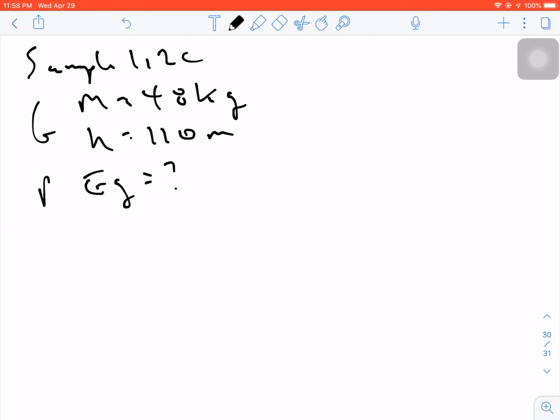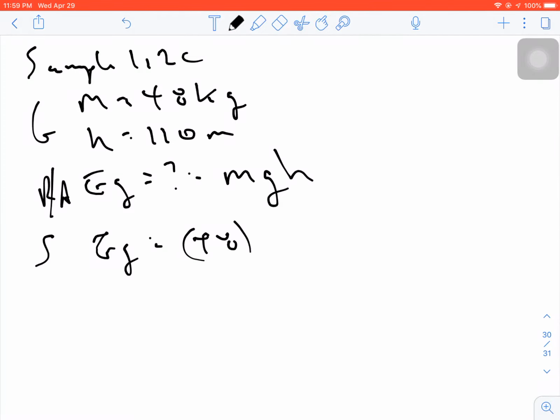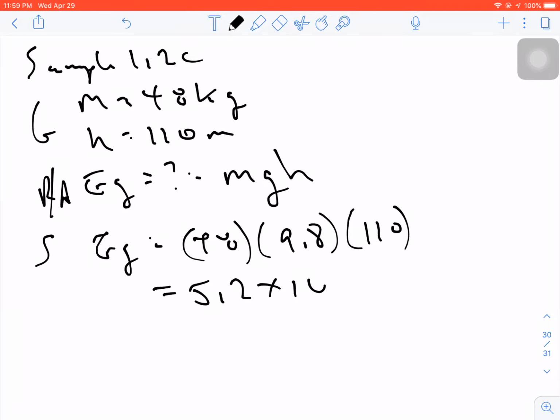So given and required. I know my gravitational energy is mgh, so I can solve. So there's my required and my approach. Here's my formula. So to solve it, Eg is very simple, 48 times 9.8, mg, times h, and I'm getting a gravitational potential energy of 5.2 times 10 to the power of 4 joules.